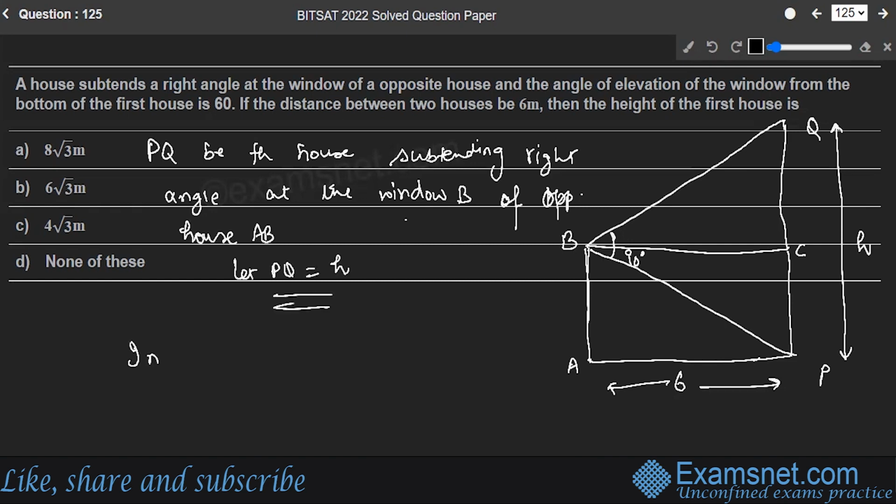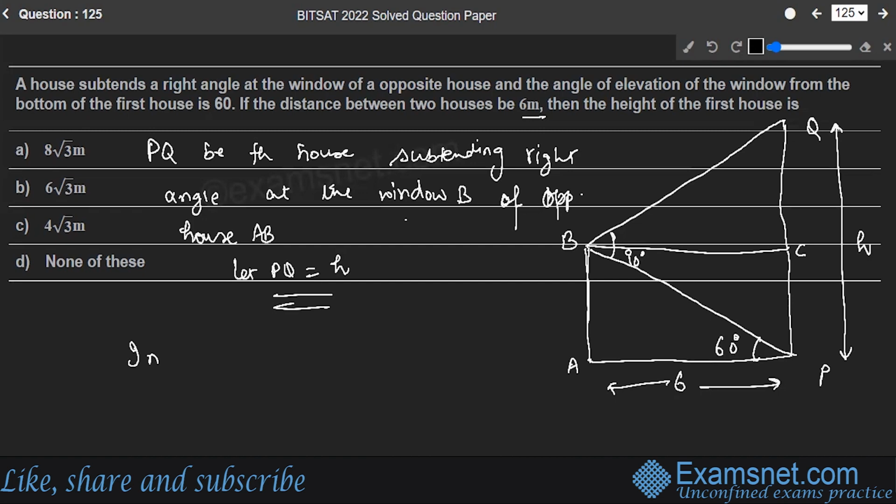Okay. Now, let's read the question again. Hope I have covered everything. The house subtends a right angle at the window, and the angle of elevation from the window to the bottom of the house is 60 degrees. So this angle is your 60 degrees. The distance between the two houses is 6 meters, and the height of the first house.